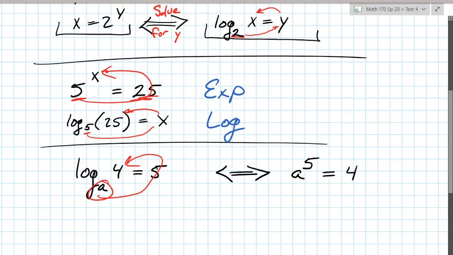You kind of have a fish hook here. I've heard that called before. So a to the 5 equals 4 is something we can solve. We can take the fifth root of 4 in order to solve this. And there you have your solution: a equals the fifth root of 4.